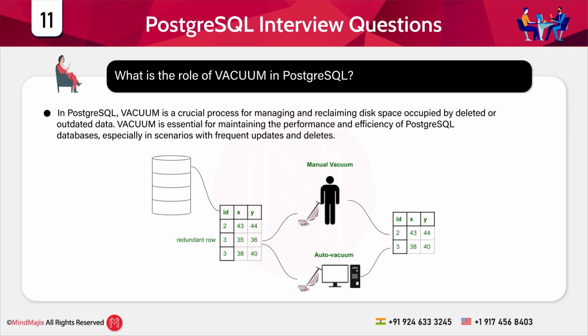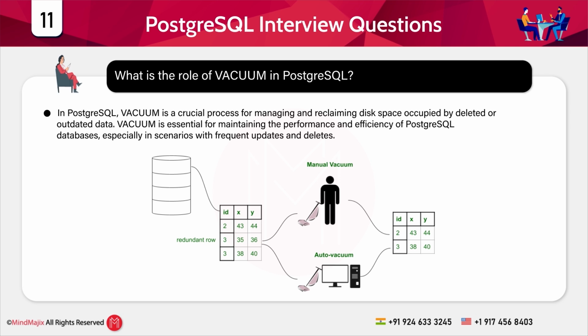The first task is that of freeing up the disk space. So when data is updated or deleted in Postgres, it is not immediately removed from the disk. Instead, it becomes marked as reusable by future inserts. So basically, the vacuum process identifies these reusable data pages and makes the space available for future use.